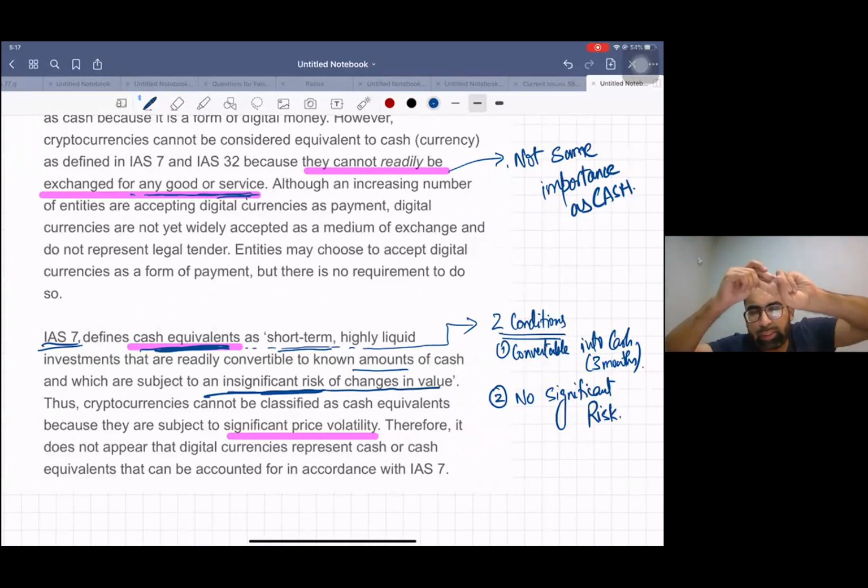So there are two conditions with cash equivalent. Number one, cash equivalents are liquid investments which are readily convertible into a known amount of cash. Readily convertible means, as written in the standard, within 3 months. All those investments which you can convert easily in 3 months, with a fixed amount you can get. And number two, that does not carry a significant risk.